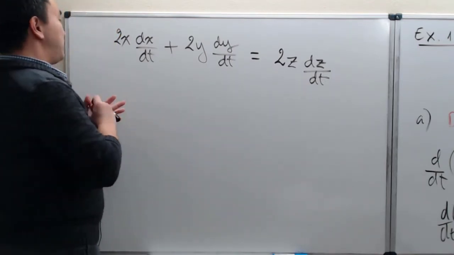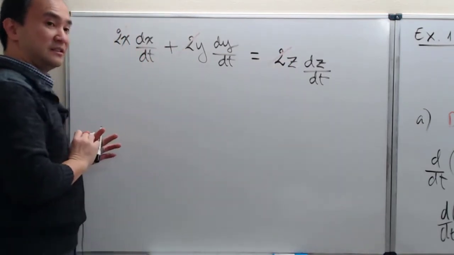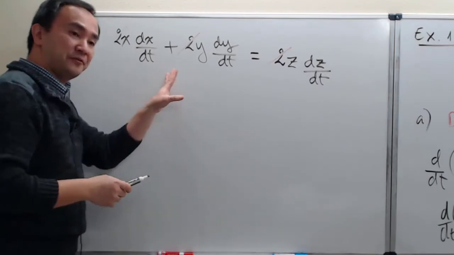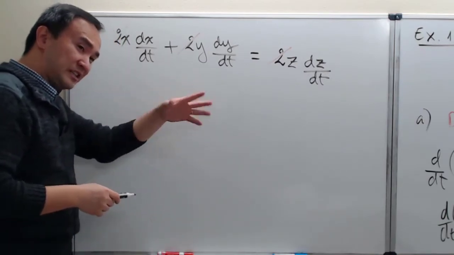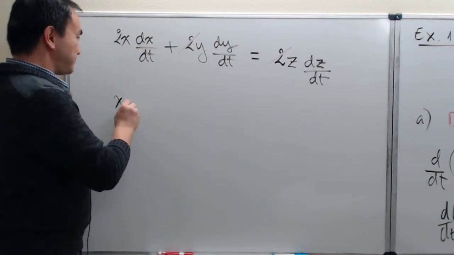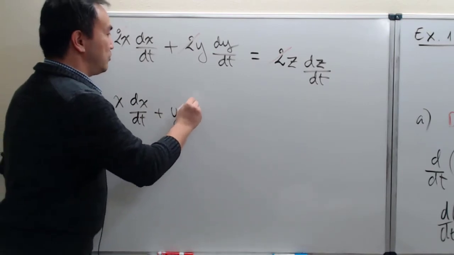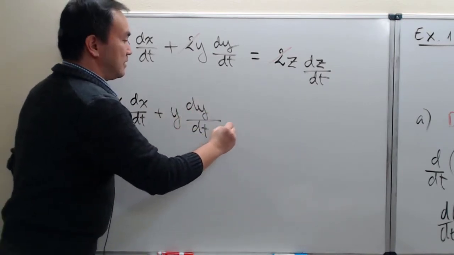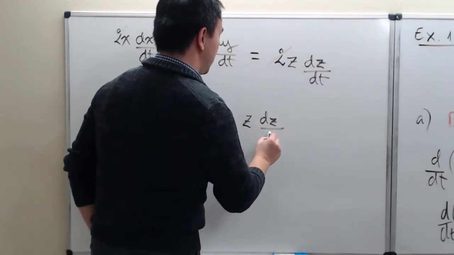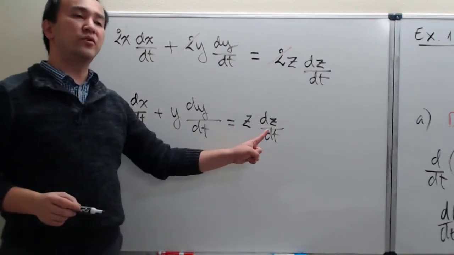So yes, people can go one step further to cancel out the common factor 2 right here. Yes, we can do that. And so the algebraically simplified version of this equation is x times dx/dt plus y times dy/dt equals z times dz/dt. But my point again is these are 3 related rates.